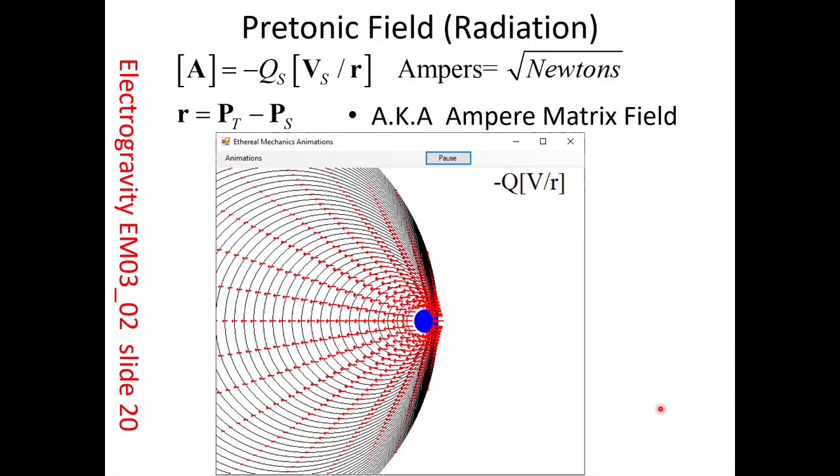Okay. In the previous video series, EM03, which is electrogravity, we developed the Ampere matrix field, also known as the Pretonic field model. This is a radiation field model from a Preton, and it is a matrix field. It is not a vector field, it's a matrix field. So this diagram down here is a little bit underrepresentative of how we can show a matrix field. It's notional only. But from this basic Pretonic field, I'm going to show you that all of new electromagnetism, including the force of gravity, come from this model.